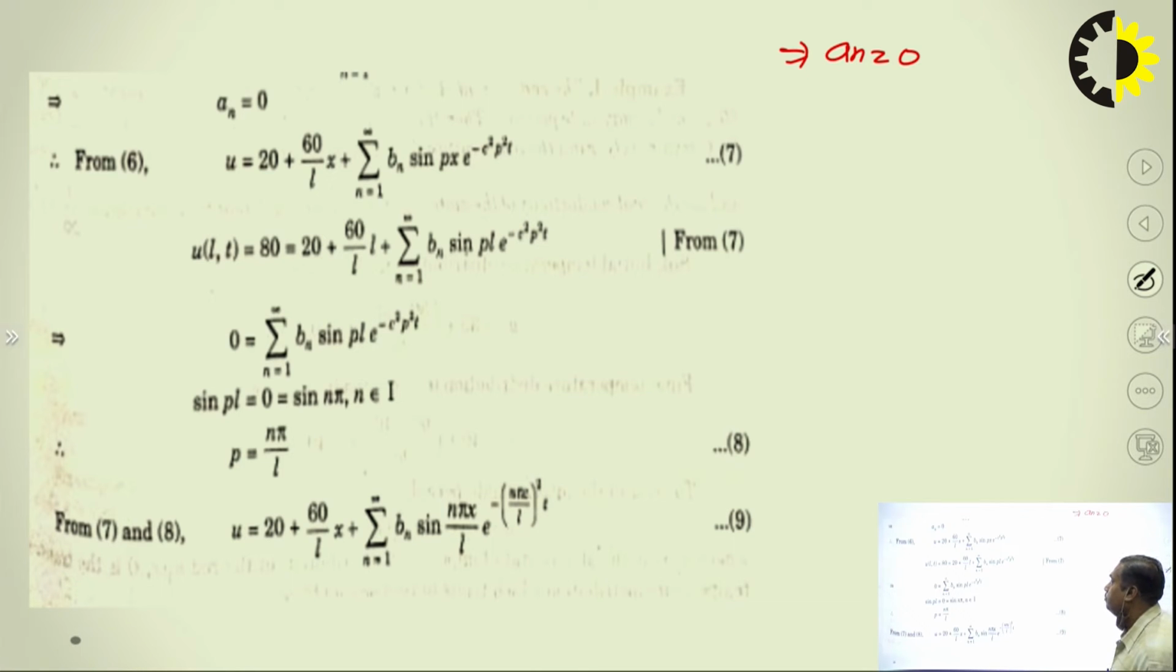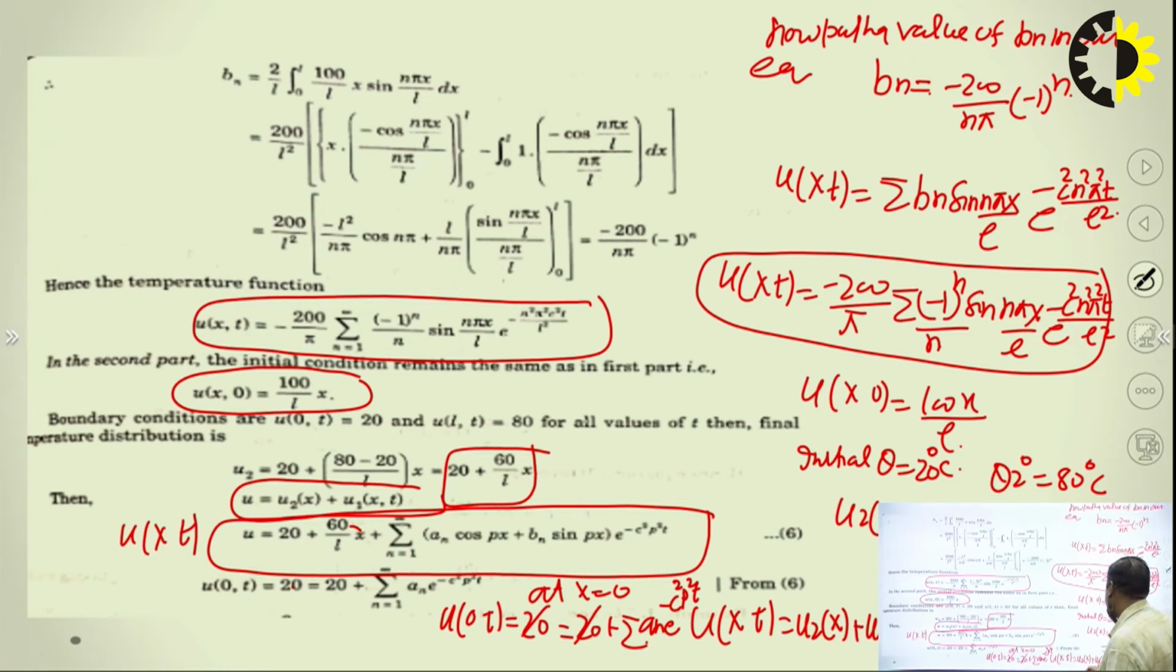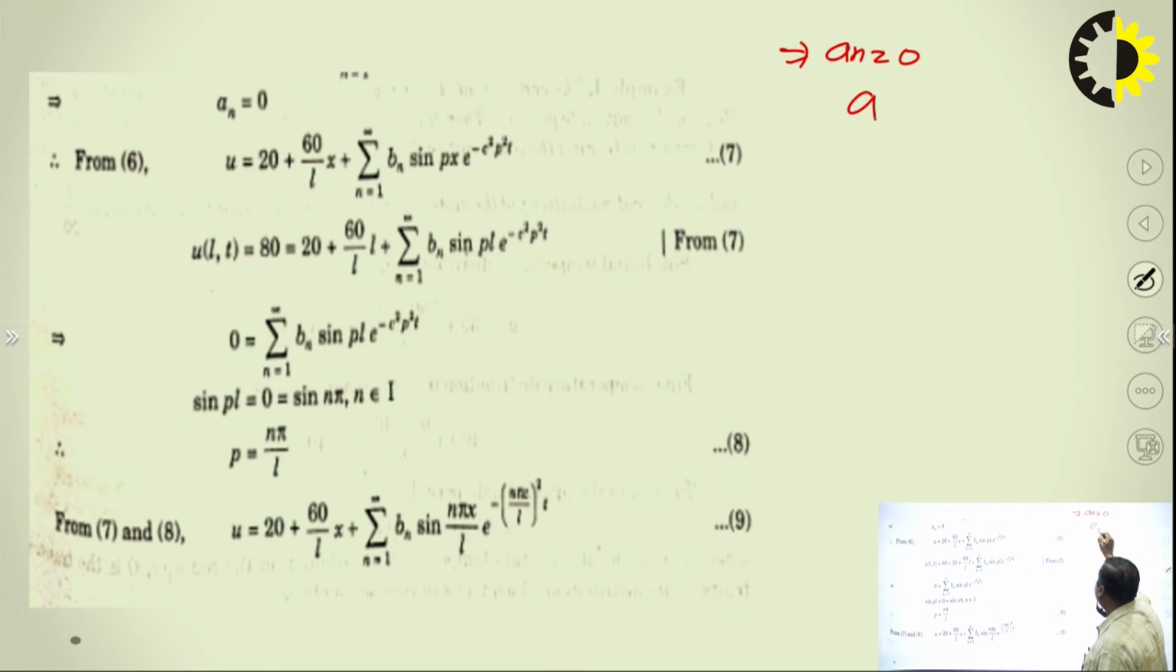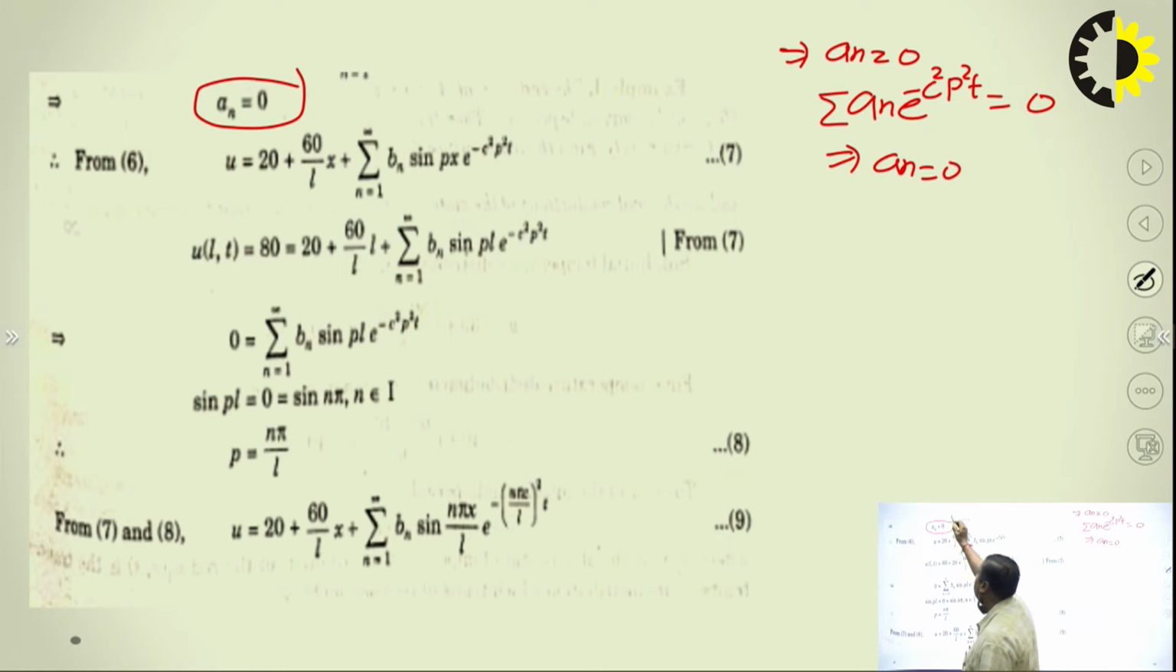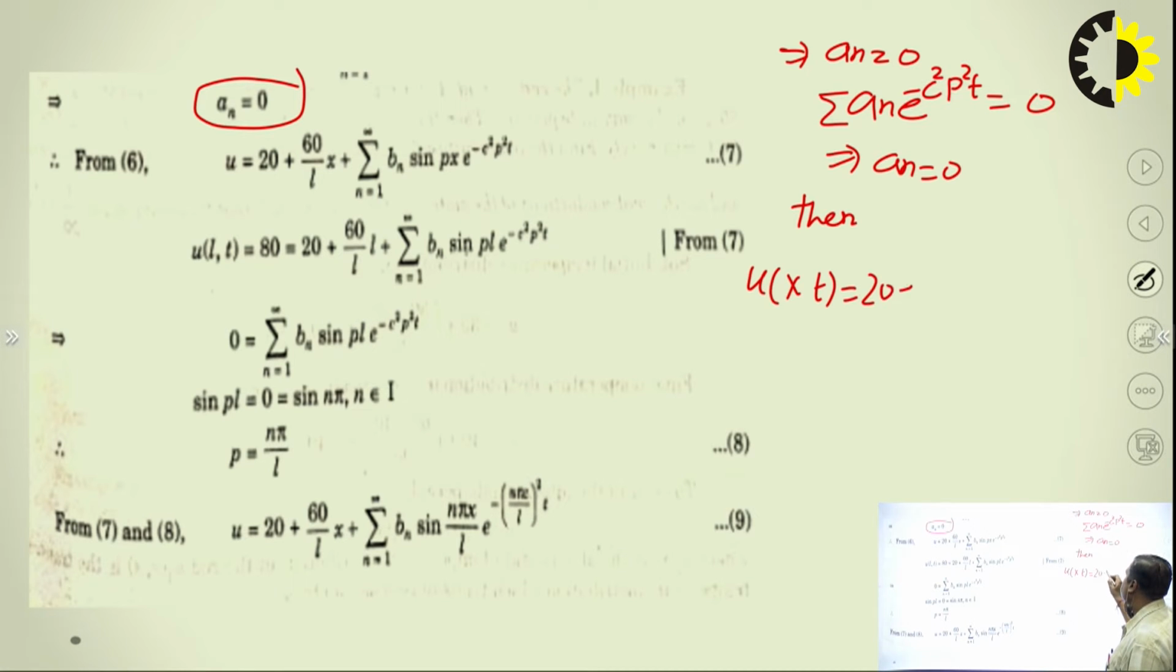An is equal to 0 because 20 is taken as 0, and an e to the power minus c squared p squared t is equal to 0, so summation implies an = 0. And then u(x,t) = 20 + 60x/L + summation, an is 0, bn sin px e to the power minus c squared p squared t.